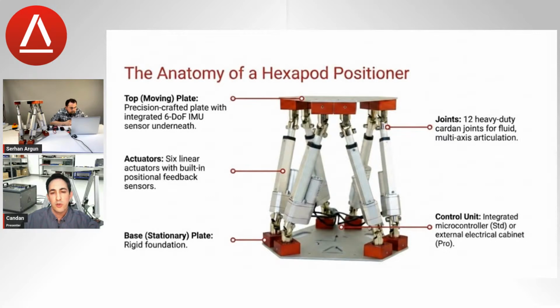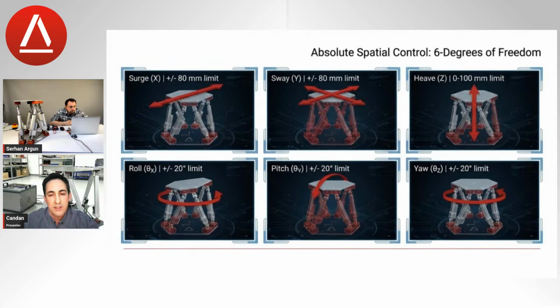So let me go to the next slide. So we know the basics of it, but now we would like to show you what it can do. What kind of movements can it generate? This is where the 6 degrees of freedom comes into play.